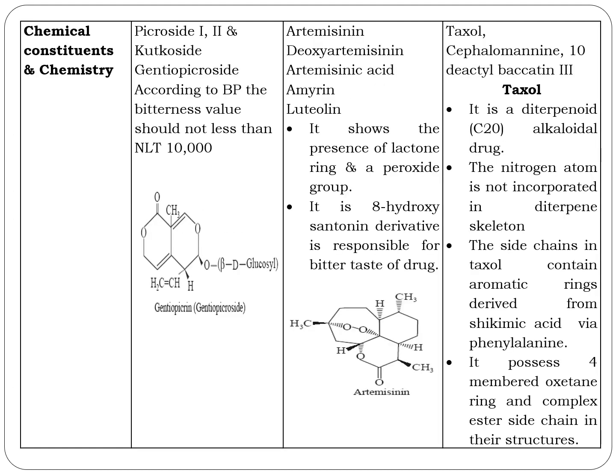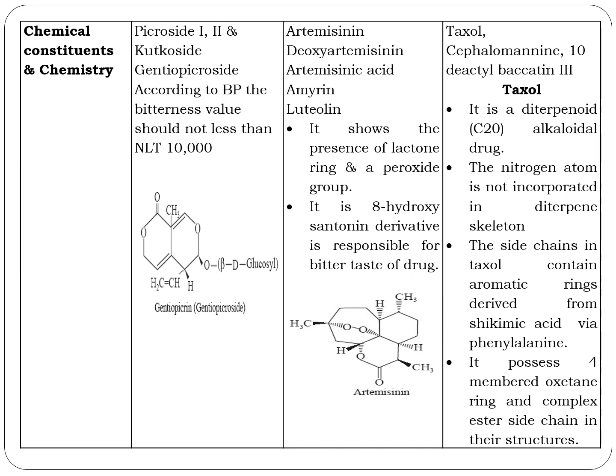Coming to gentian, it consists of picroside 1, 2 and kutkoside, gentiopicroside. According to the BP, that is the British Pharmacopoeia, the bitterness value should not be less than 10,000. Whereas Artemisia consists of artemisinin, deoxyartemisinin, artemisinic acid, amyrin, luteolin. It shows the presence of a lactone ring and a peroxide group. It is an 8-hydroxy santonin derivative which is responsible for the bitter taste of the drug.